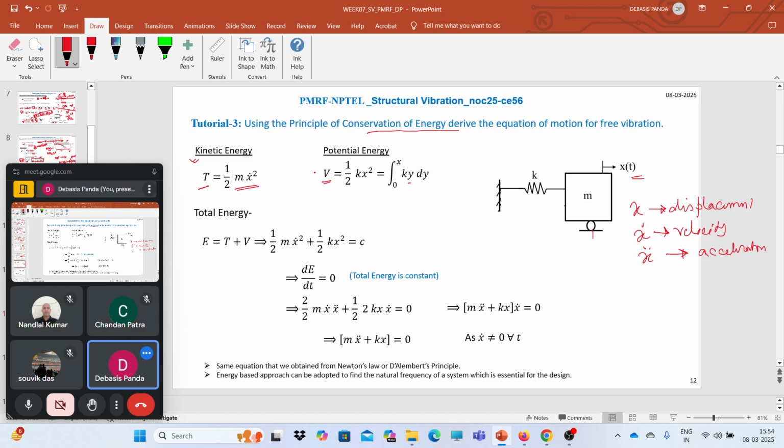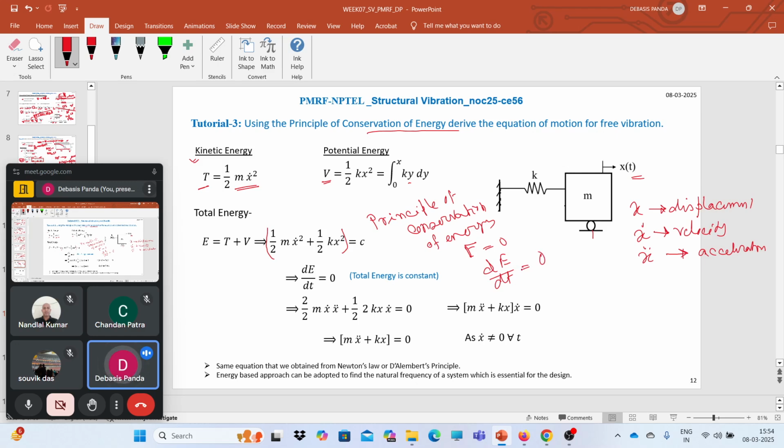So now what will be the total energy? Just make the sum here. So this is the kinetic energy and potential energy. Now as per the principle of conservation of energy, what we know, the total energy is constant. That means if we differentiate with respect to time, we will get 0.